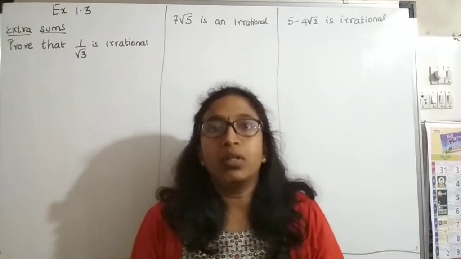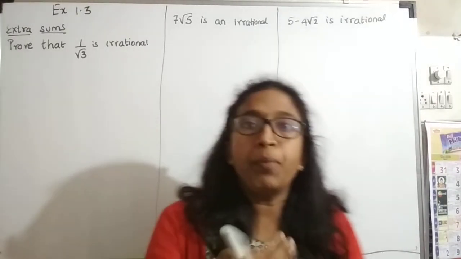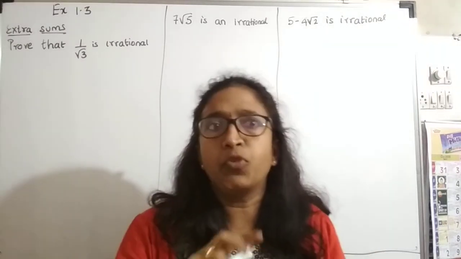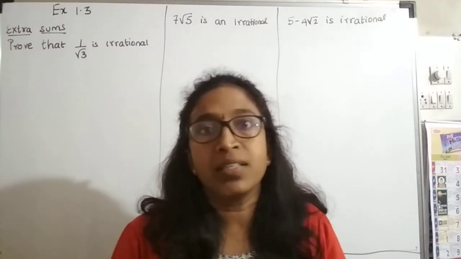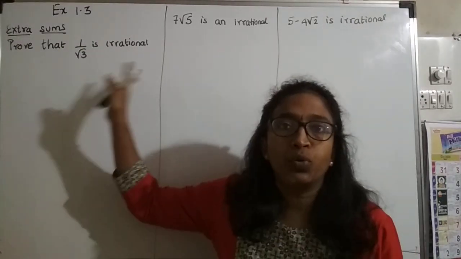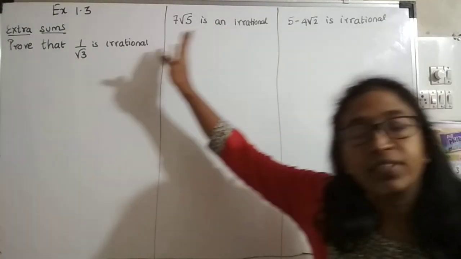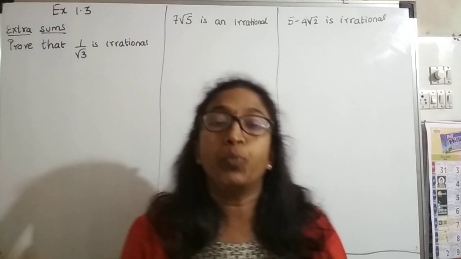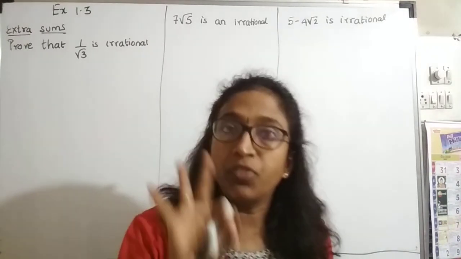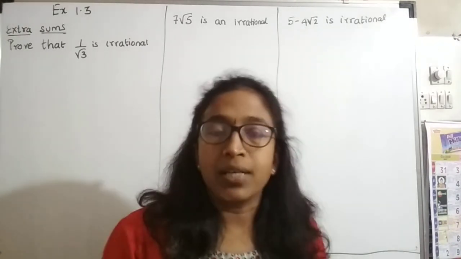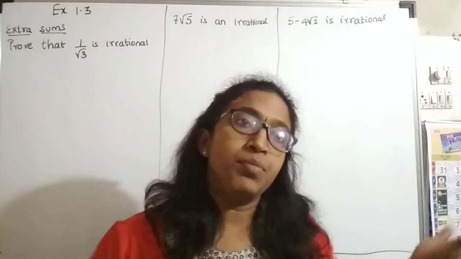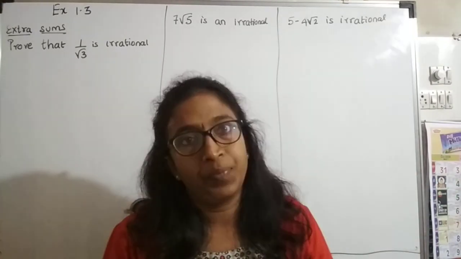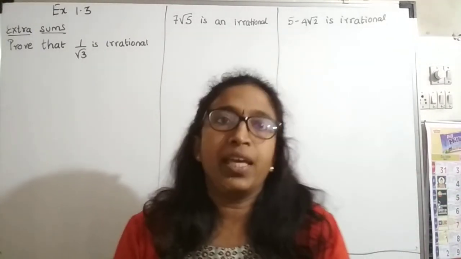Now today we are going to learn what happens if the same type of questions comes not in the form of root 2, but for 3 marks and 2 marks. For example, prove that 1 upon root 3 is an irrational number, prove that 7 root 5 is an irrational number, and 5 minus 4 root 2 is an irrational number. Should we write the same steps, and how are we going to proceed? Okay, so now listen very carefully.